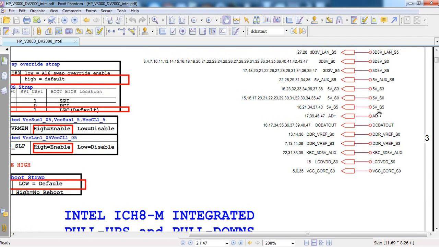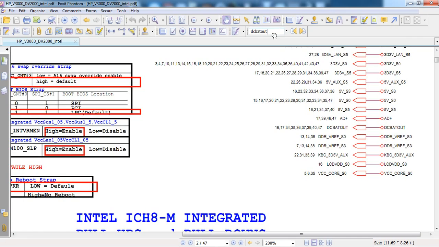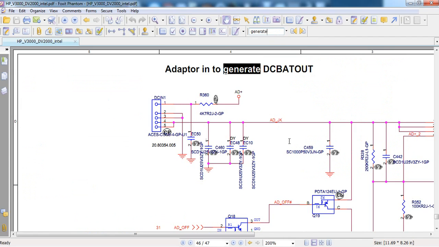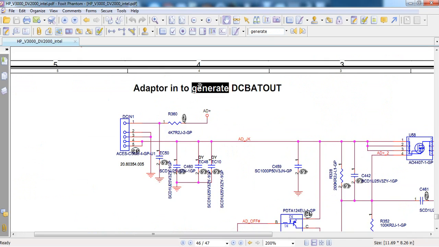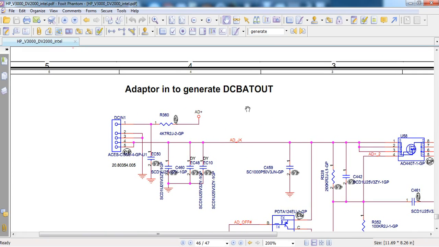Okay, AD plus. This is the first input voltage. Sorry, not signal. Let's see. Yes, adapter in to generate DC bat out. When you plug in your adapter, this is the first voltage generated on the motherboard.